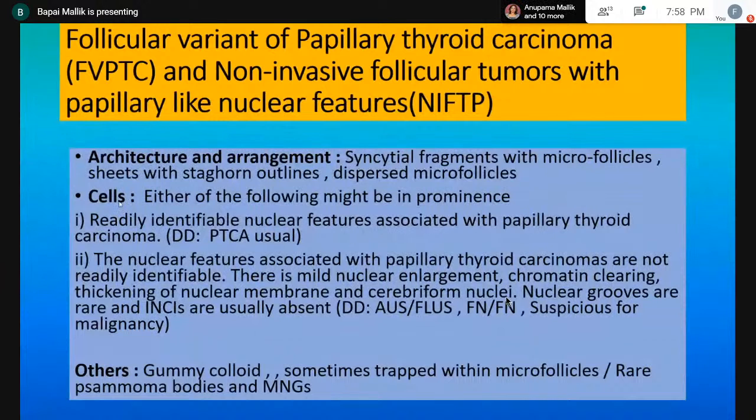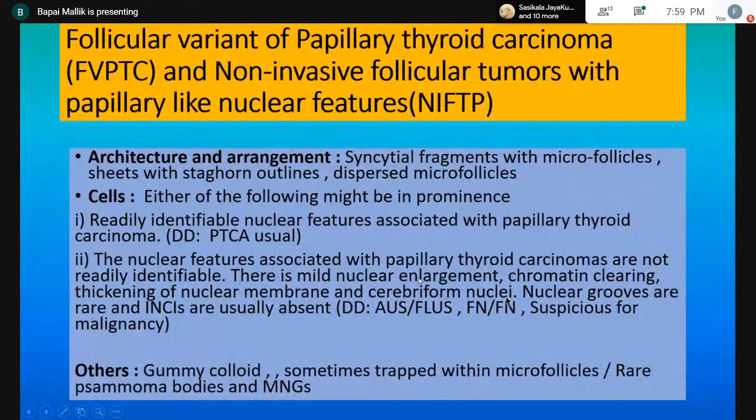One of them is that you may be lucky and you may find readily identifiable nuclear features associated with papillary thyroid carcinoma, in which case it's very easy. You just call it a papillary thyroid carcinoma usual. But sometimes the nuclear features associated with papillary thyroid carcinomas are not readily identifiable. And follicular variant of papillary thyroid carcinoma / NIFTP are notorious for this. So they might be missed.